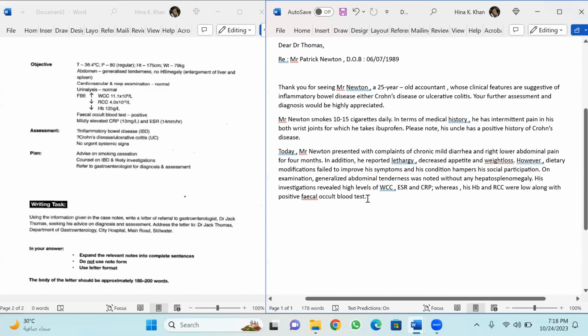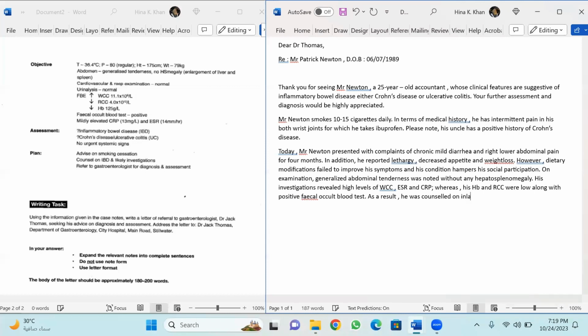Now I will use another. Now we just write the letter. Now what I will write here is: as a result, he was counseled on IBD and likely investigations. So again, you can either write IBD or you can write inflammatory bowel disease.